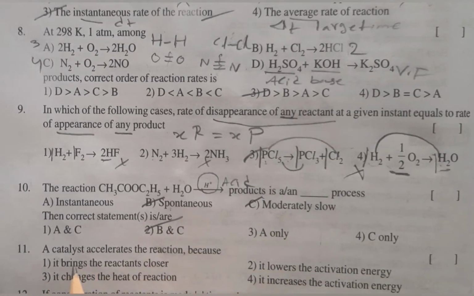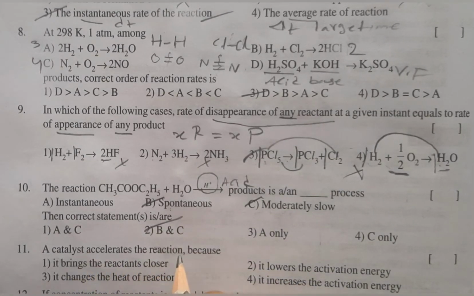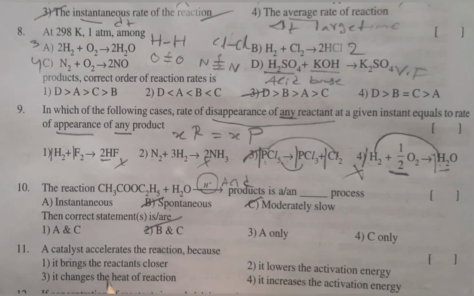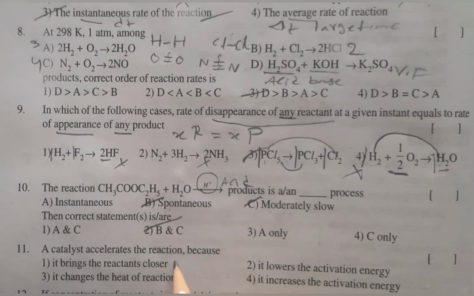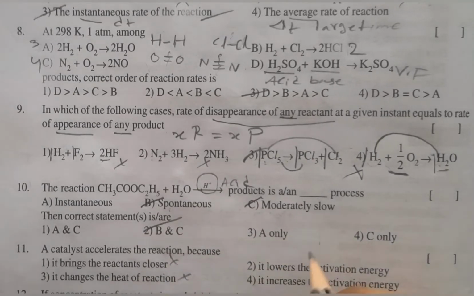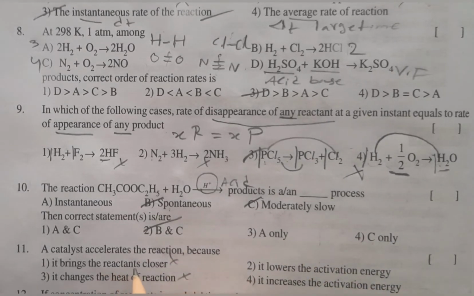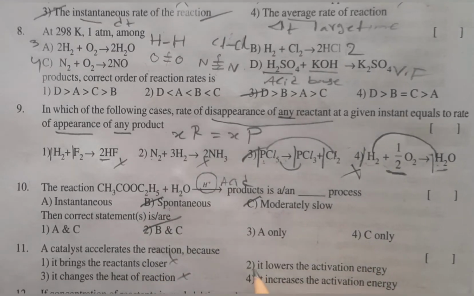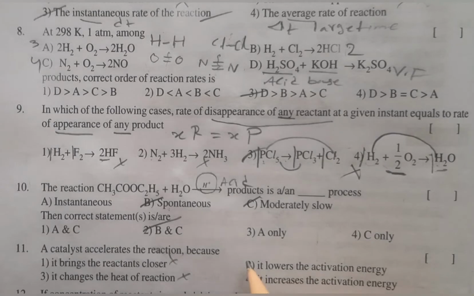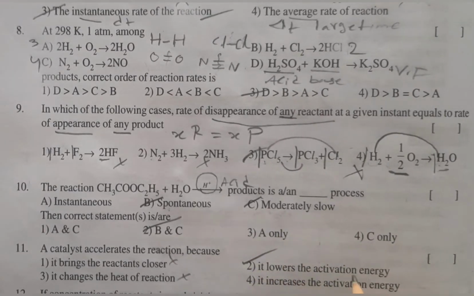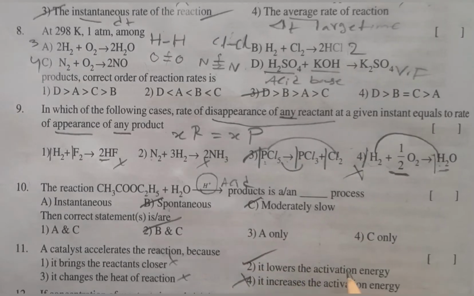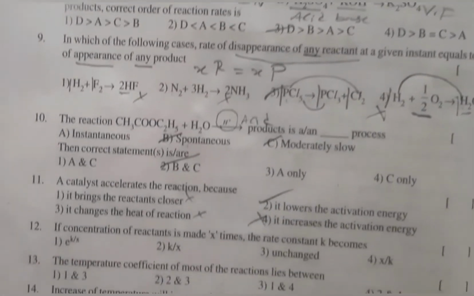Next one, a catalyst accelerates the reaction because it brings the reactants closer. No. It changes the heat of reaction. No. All these two are wrong. If you want to bring the reactants closer, the concentration should be increased or the volume should be decreased. It lowers the activation energy. Yes, it's the correct option. It does not increase the activation energy. It lowers the activation energy. Okay. Next one.